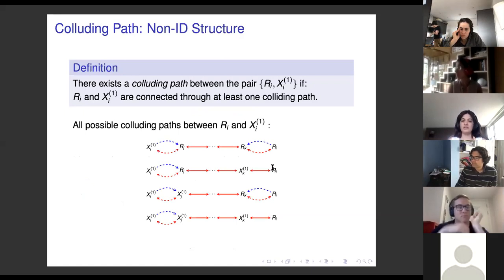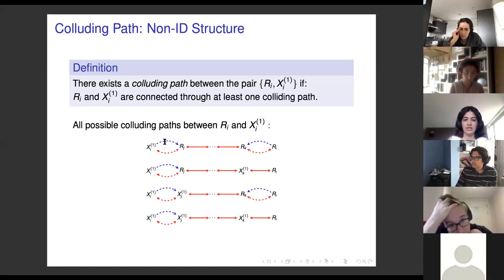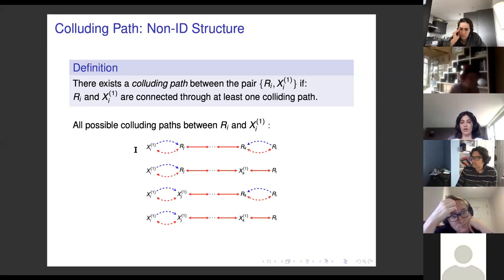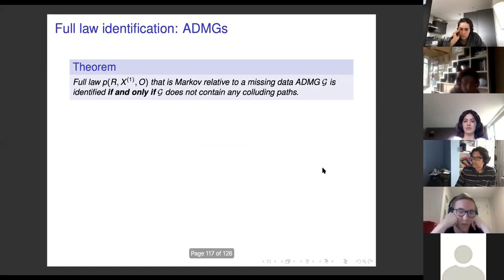So these are all possible colluding paths between the missingness indicator and the corresponding counterfactual. Each pair of these dashed edges means that in the presence of either one or both, we still have a colluding path between the pair. And then we showed that the full law, that is Markov relative to the missing data acyclic directed mixed graph, is identified if and only if the graph does not contain any colluding path.